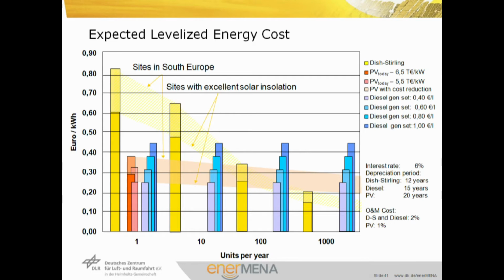We see that at increasing manufacturing rates, the electricity costs can drop easily below the generation costs for small diesel sets in remote areas, where the diesel costs highly depend on the transportation costs to the remote area. This should demonstrate that there is a niche market for rather small Stirling systems in remote areas.